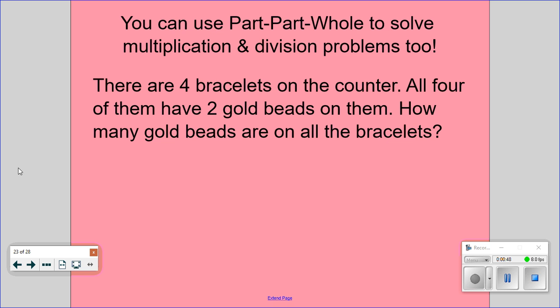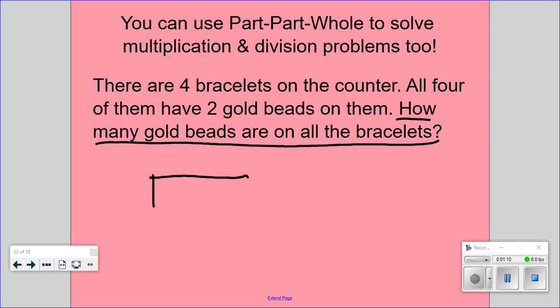So I hope that your answer sentence really paid attention to that question portion of our word problem, which reads how many gold beads are on all the bracelets. Probably going to write something like there are blank gold beads on all the bracelets, or some version of that. So we know that we're counting gold beads.